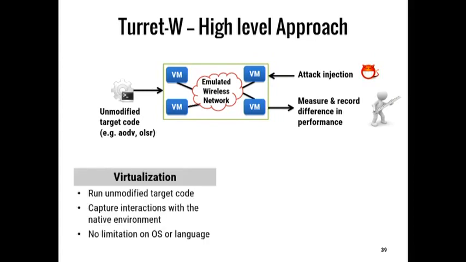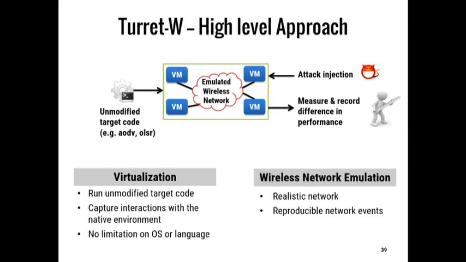So we use virtualization because it provides some benefits. It allows us to run unmodified code, the same code that will be run in your deployed version. In addition, you can even use the same OS and libraries that you will use for the deployment. Therefore, it allows us to capture the interaction between the code and its native environment. It also removes any restriction specific to a particular OS or programming language.